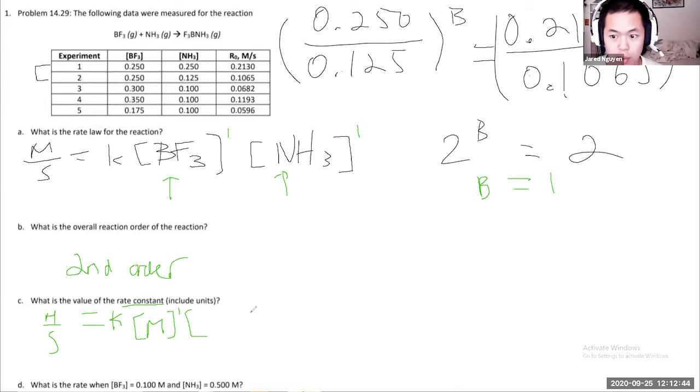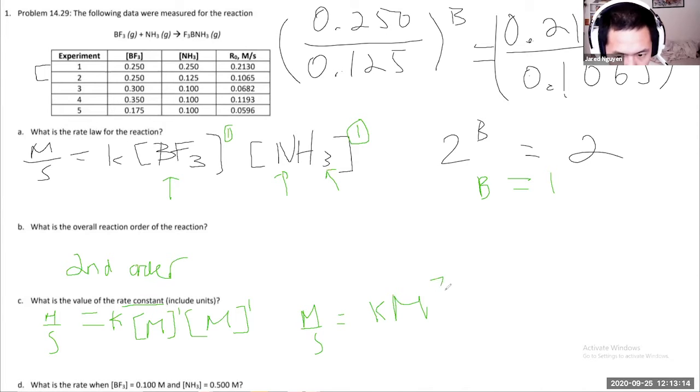Sorry, quick question. Sure, why is it second order? Because look, this is a 1 right here, and this is a 1 right here. All you need to do is add them together, and then it'll give you second order. Yeah, no problem, Elise. Like I was saying, NH3 right here also gives you M to the power of 1, because the concentration of NH3 is given in molarity, or big M. So that gives me M over S is equal to K M squared.